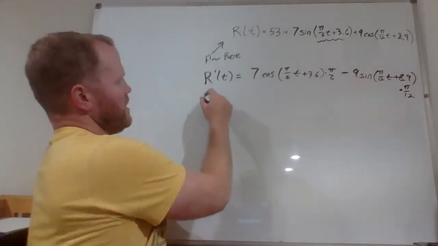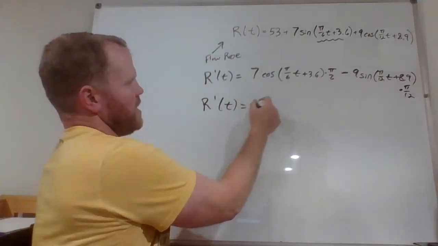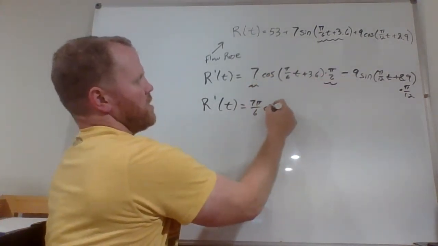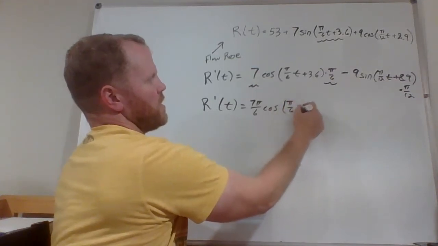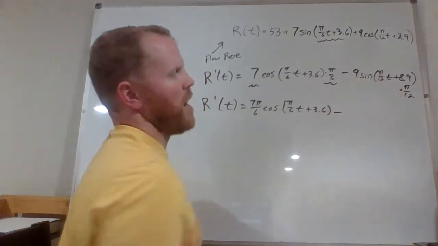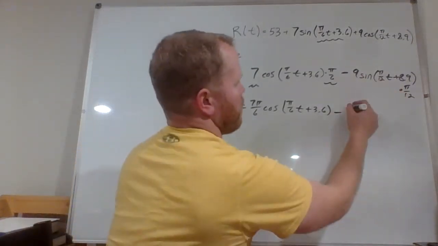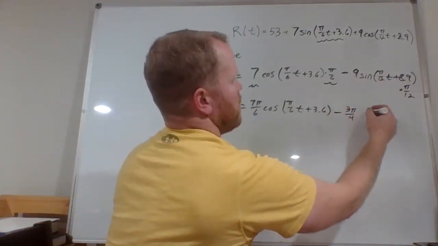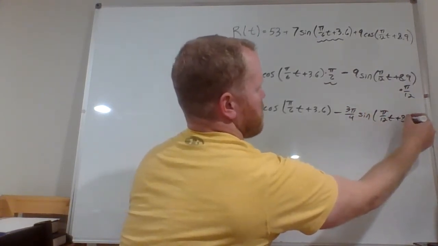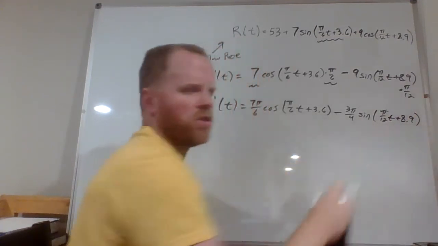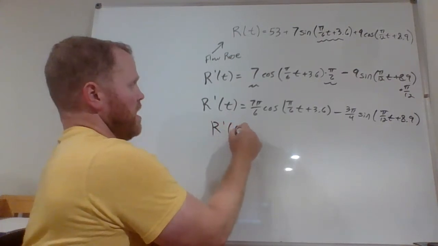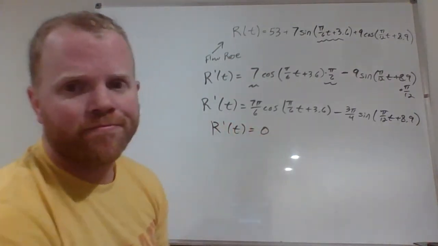So if we simplify this thing a little bit, r prime of t is going to be 7 pi over 6. If we just merge these two numbers, we get cosine of pi over 6t plus 3.6, minus 9 pi over 12, which you could just call 3 pi over 4, sine of pi over 12t plus 8.9. So boom, there's our derivative. And we kind of just want to set that thing equal to 0 and solve it.